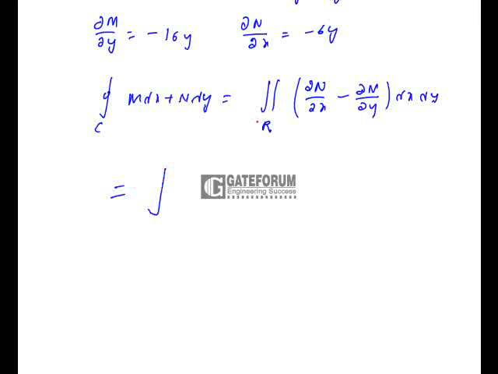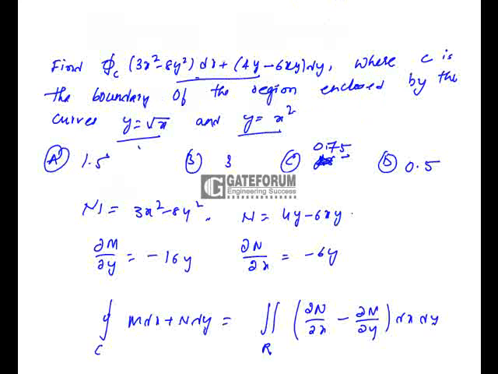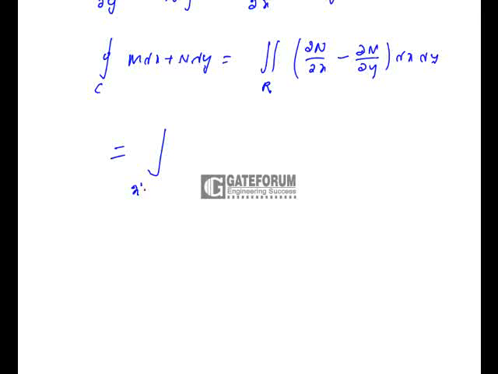Here the value of x, if we solve these equations, will be from 0 to 1, and the value of y will be from root x to x square, and ∂N/∂x minus ∂M/∂y is nothing but minus 6y plus 16y times dy dx.